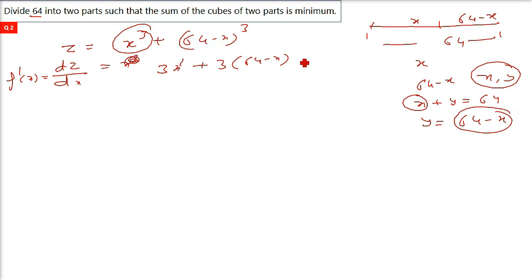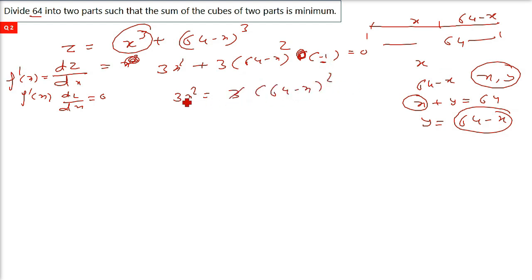So x cube differentiation is 3x square. 64 minus x whole cube gives 3 into 64 minus x whole square, and differentiating 64 minus x is going to give you minus 1. So it will be 3x square minus 3 into 64 minus x whole square. This is the whole thing which you are going to get. Now the next step is equating it to 0. When we equate it to 0, both parts will be on either side. 3x square equals 3 into 64 minus x whole square. The negative was already there, so we just transferred it.